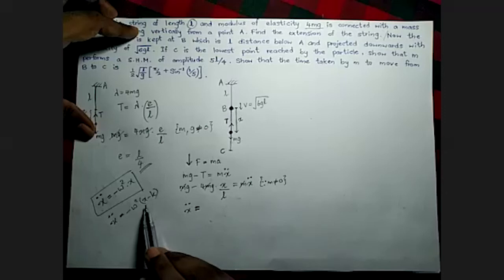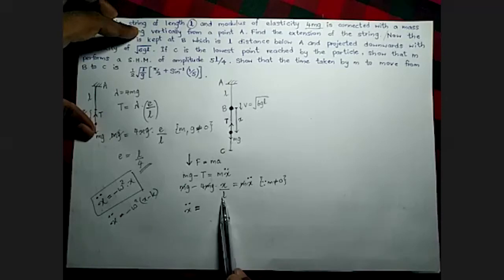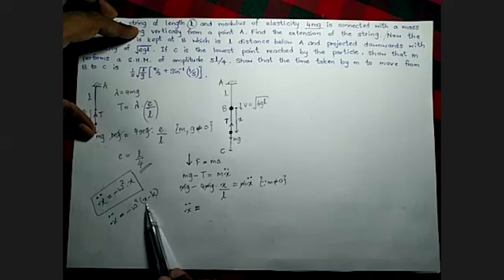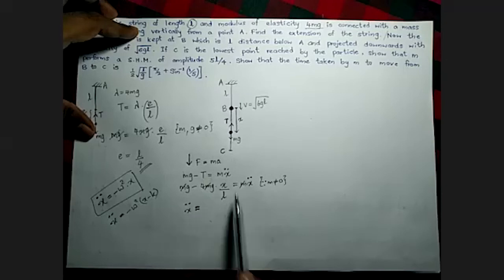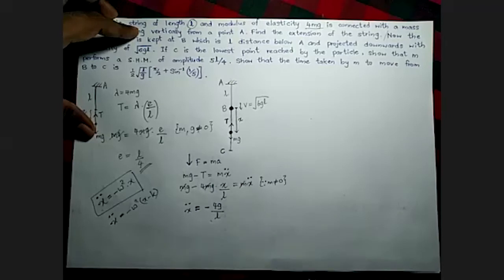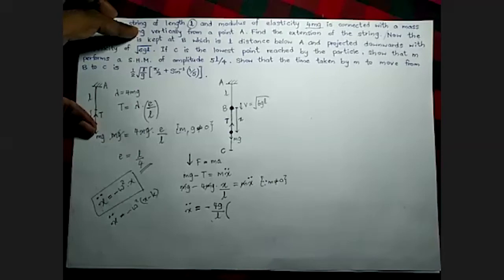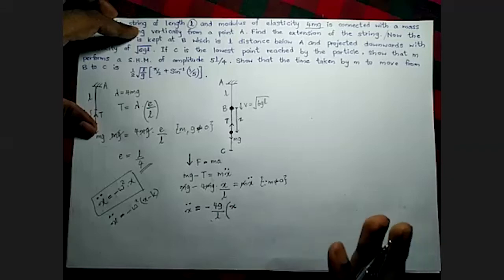Then if I want to keep only x inside the bracket, I have to take all the other things out as the common factor. If I want only x inside the bracket, I have to take 4g over L, all these things out. So that is minus 4g over L taken as the common factor. Then inside the bracket we have x, that is our requirement.